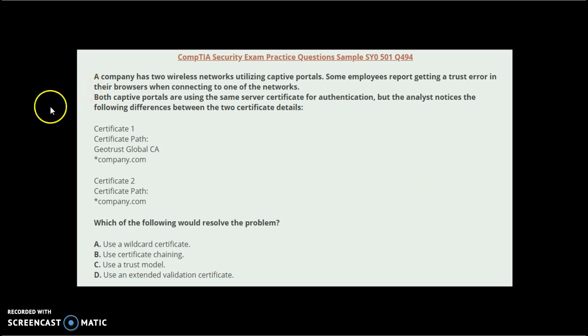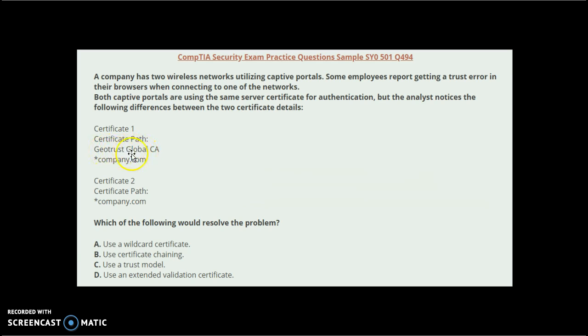A company has 2 wireless network utilization captive portals. Some employees report getting a trusted error in their browser when connecting to one of the networks. Both captive portals are using the same certificate for authentication, but the analyst notices the following certificate differences between the 2 certificate details.